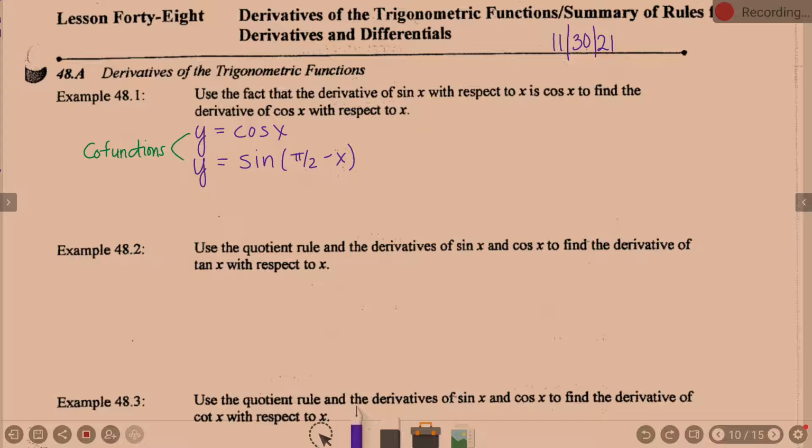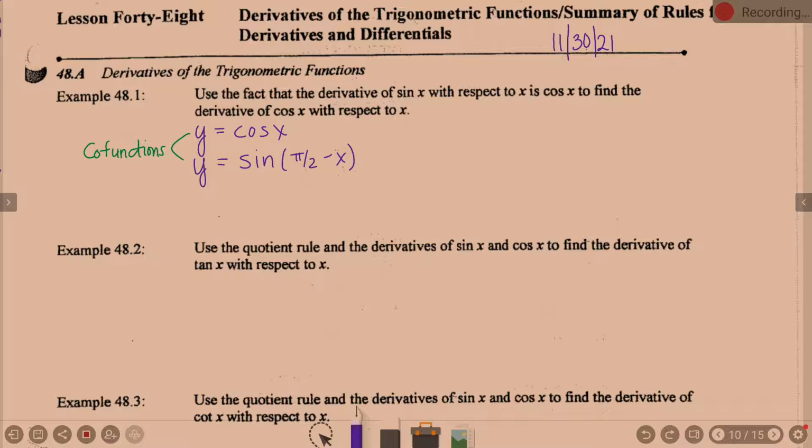So the connection I need you to make, and it's just one of those things you have to know. You guys know these derivatives, but again, it's ways to how things relate. Y equals cosine x is our starting point. Well, equivalent to that, the cofunction of cosine x is equivalent to the sine of pi over 2 minus x. And it said to use the fact that the derivative of sine with respect to x is cosine. So we can differentiate right now. We can take the derivative.